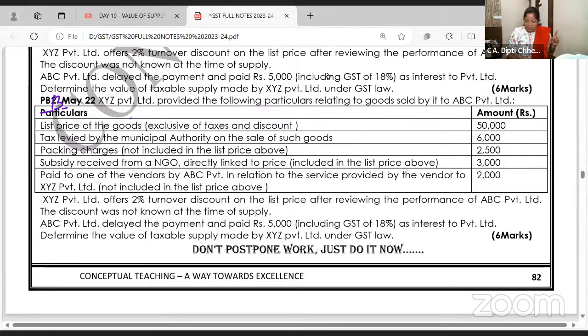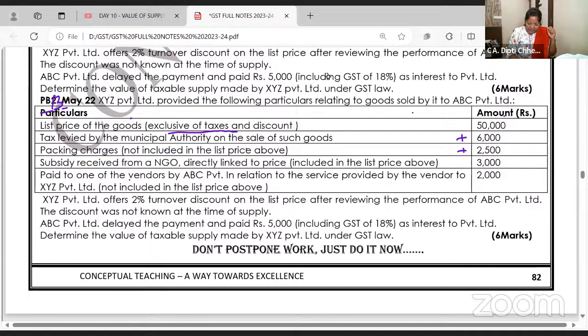XYZ Private Limited provided the following particulars related to the goods sold. List price exclusive of taxes and discount, so this is not inclusive of GST, is 50,000. Taxes levied by municipal authority: shall we add it? Yes. Packing charges not included in the list price, but add it.